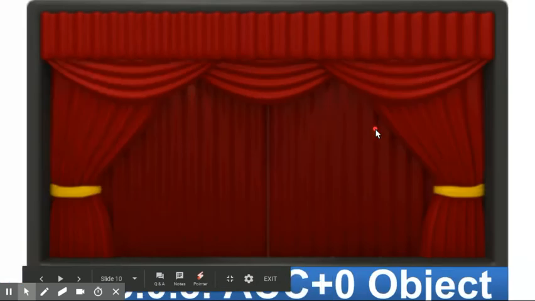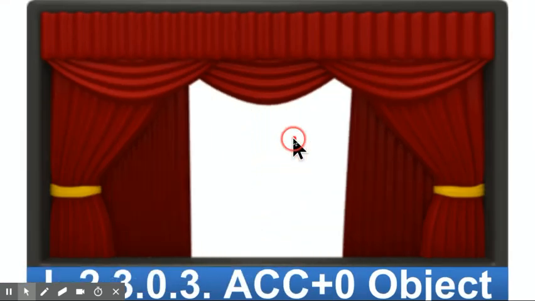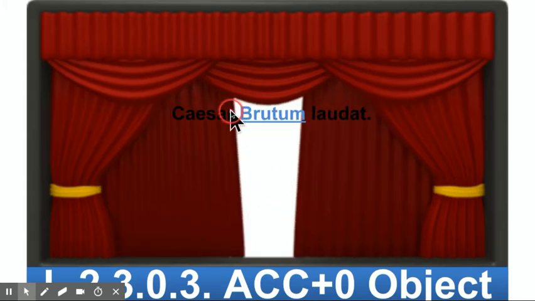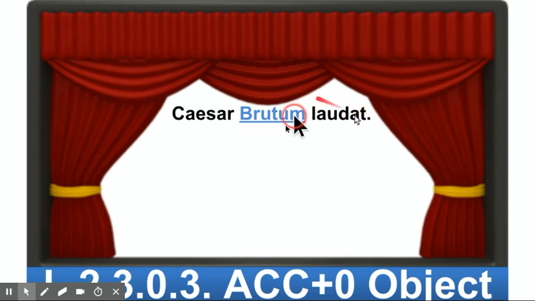All right, let's talk about the accusative object phrase. The purpose of the accusative by itself is to determine who gets the action of the verb. The subject does the verb, the object receives the verb. So Caesar, verb, praises Brutus.